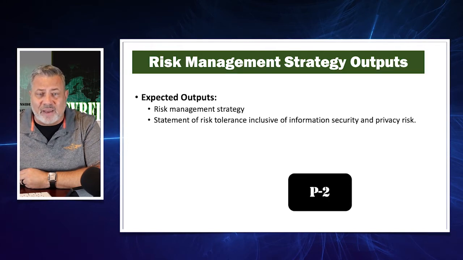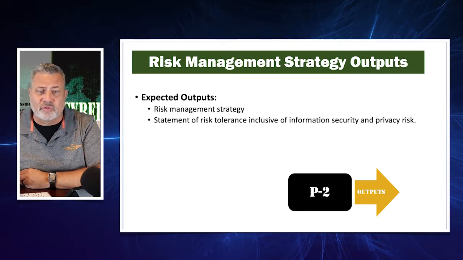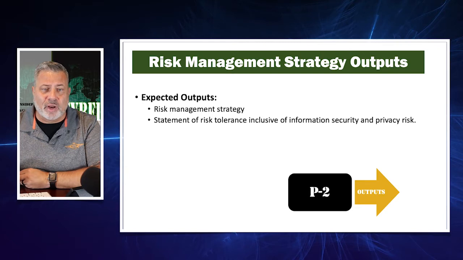Expected outputs of this task are a risk management strategy, a statement of risk tolerance, inclusive of the information security and privacy risks. That means we'll have a strategy that covers both the tasks of determining the controls and the risk posture for both security controls and privacy.